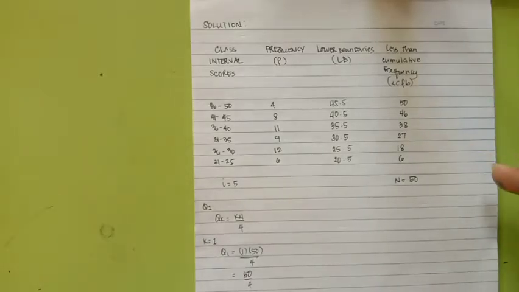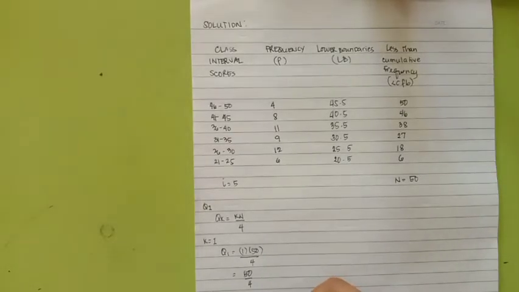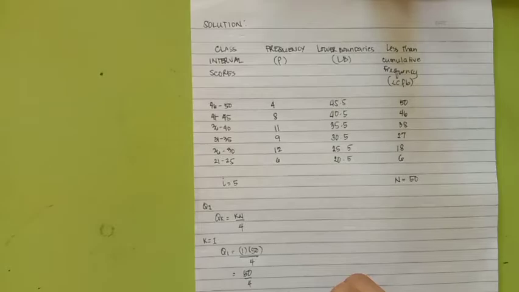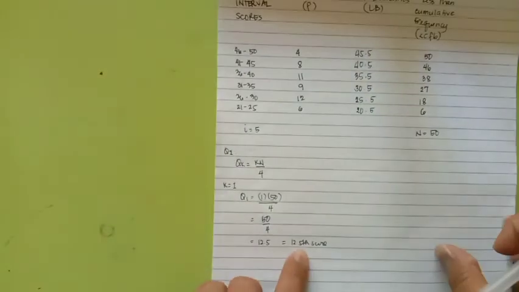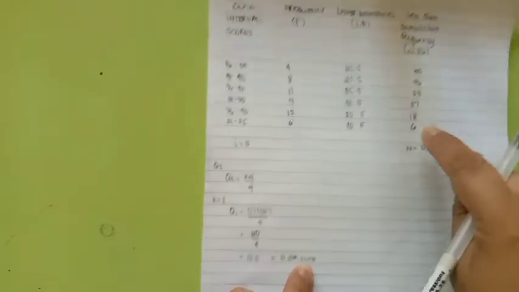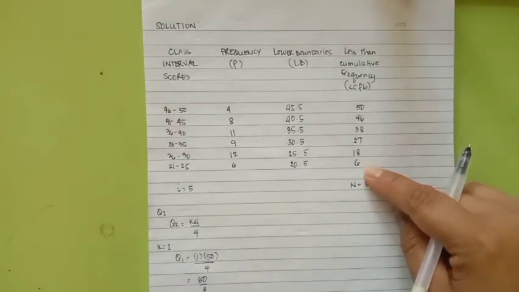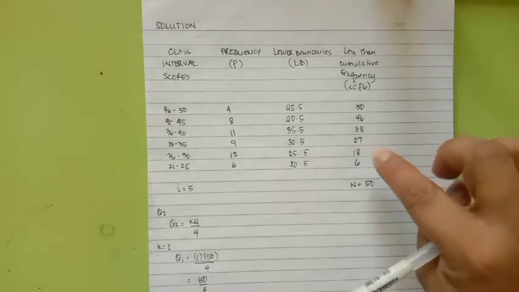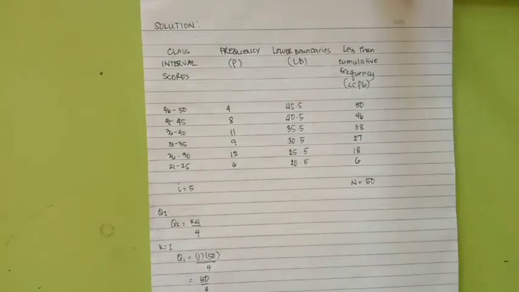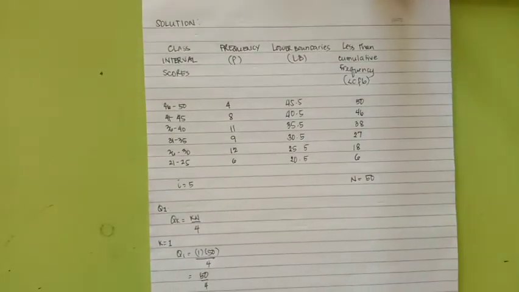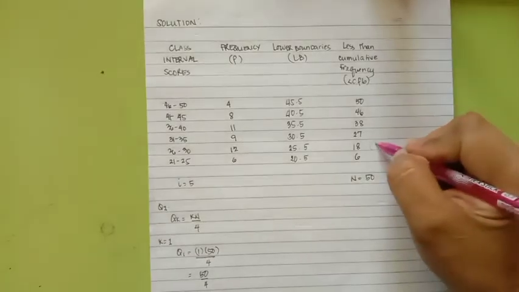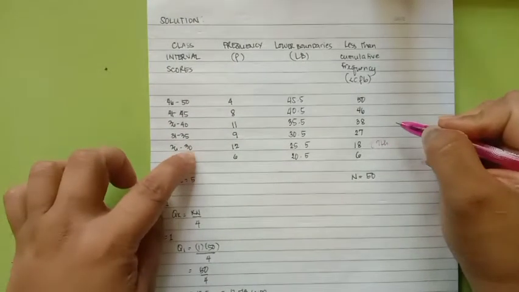Nasa ang class interval, naroon yung 12.5 score. Kasi ibig sabihin nito ay 12.5 score. That means quartile 1 belongs to the 12.5 score. So, dito sa mga less than cumulative frequency na ito, saan natin makikita yung 12.5 score? So, yung 12.5 score is contained here between the 26 to 30 class interval.